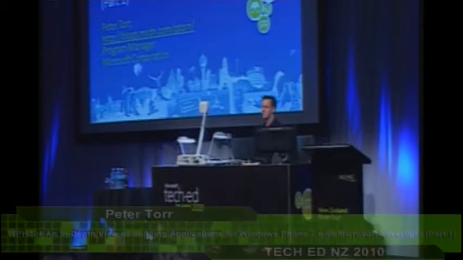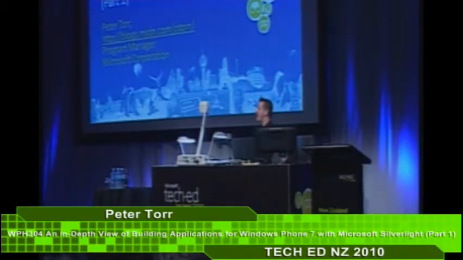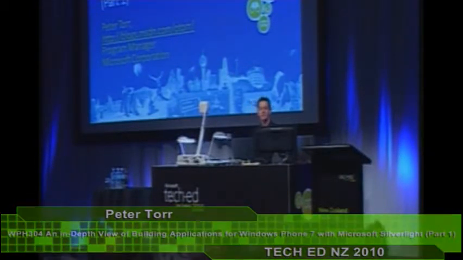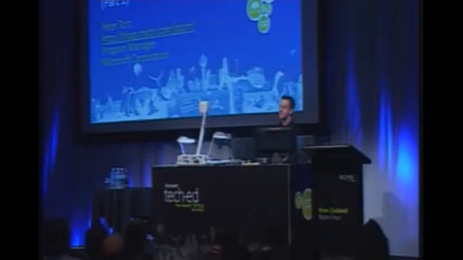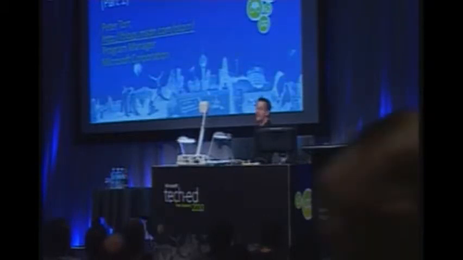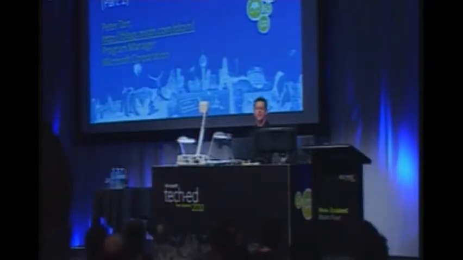This is part one of a two-part session on building Windows Phone 7 applications with Silverlight. So much content, we couldn't fit it in one session, so it's in two sessions. They do kind of work together, but if you can only make this one and not the second one, that doesn't matter. And if not, you can always catch the second one online later on.